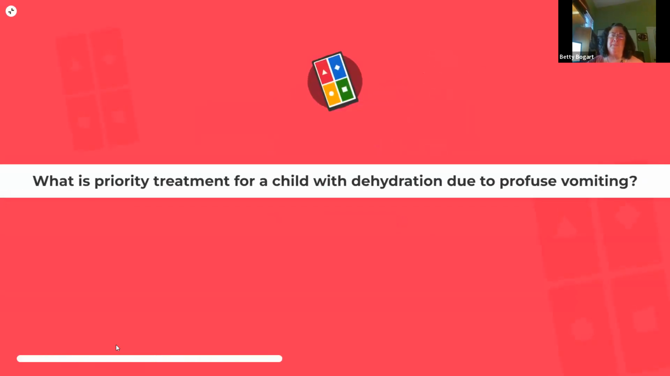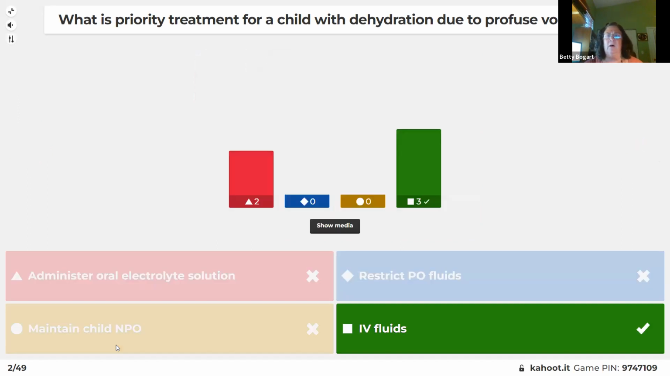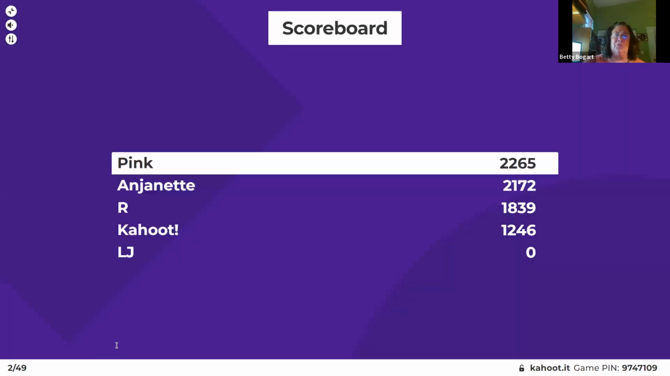What is the priority treatment for a child with dehydration due to profuse vomiting? That's why I was talking to you about what we do for diarrhea and what we do for vomiting, because there are different treatments here. If you are vomiting, you're going to give IV fluids, because if you give something by mouth, they're just going to continue to vomit. So IV fluids is your best choice here.